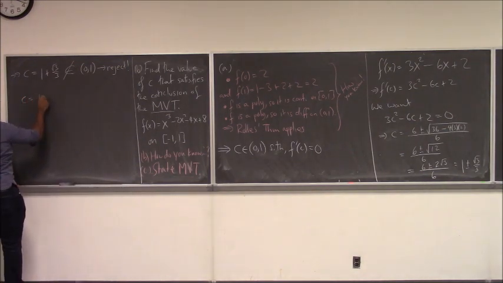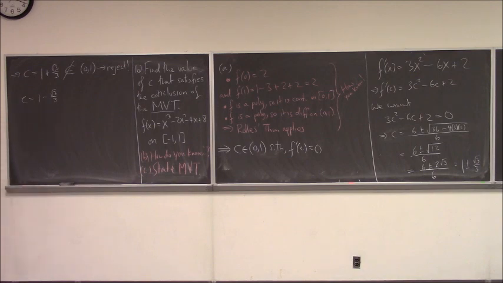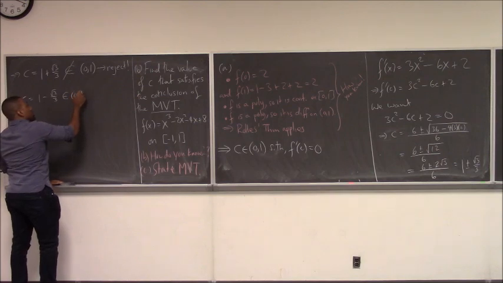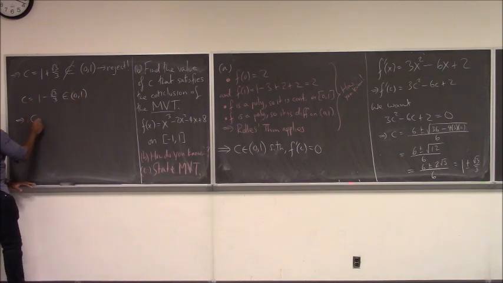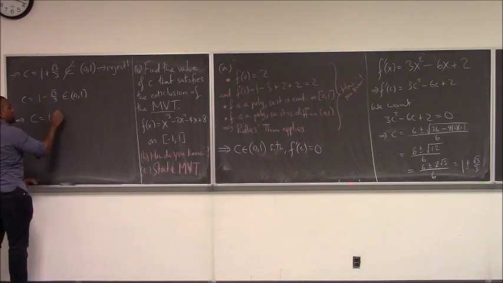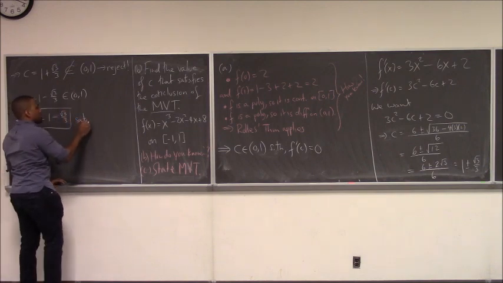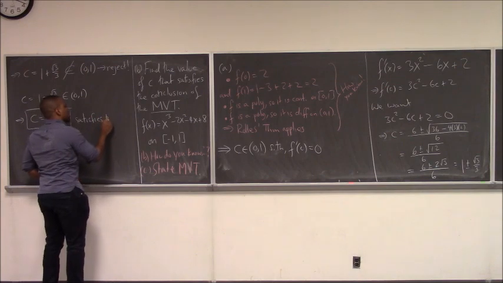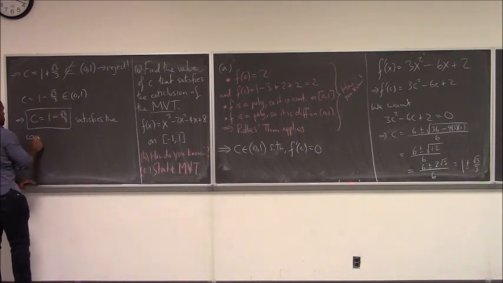However, c equals 1 minus radical 3 over 3. Okay, so 3 is larger than radical 3, so this fraction is smaller than 1. So I took 1 minus something smaller than 1, so this is definitely larger than 0. And so that is in the interval. This means c equals 1 minus radical 3 over 3 satisfies the conclusion.